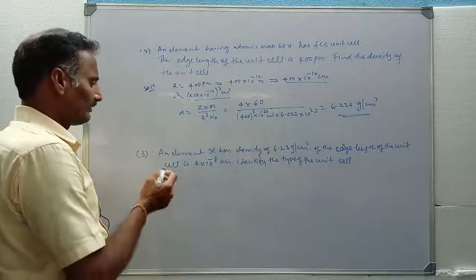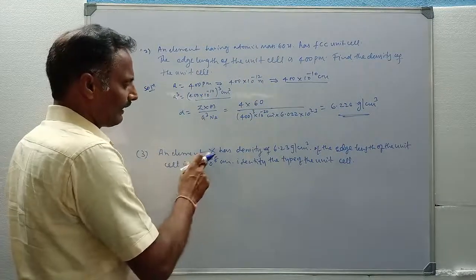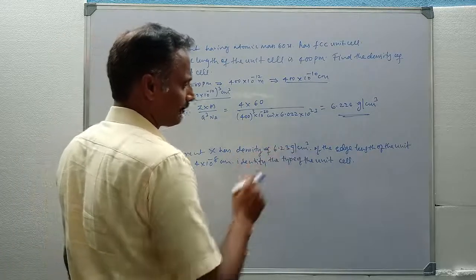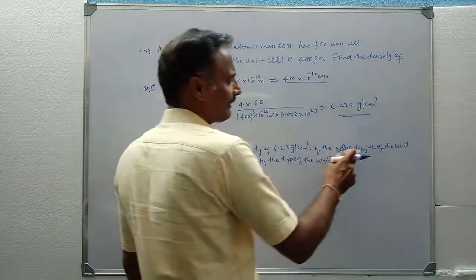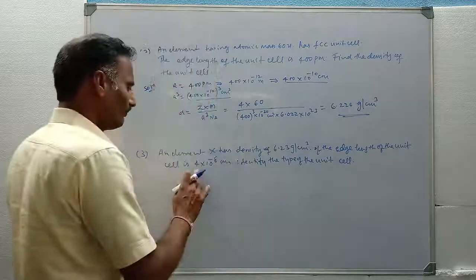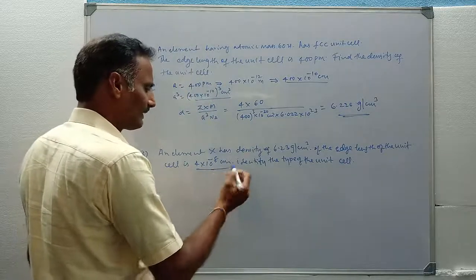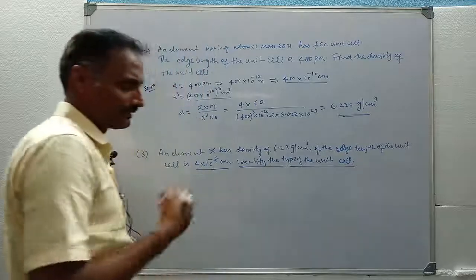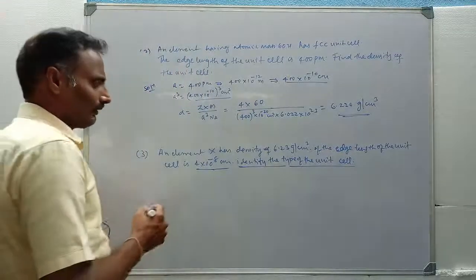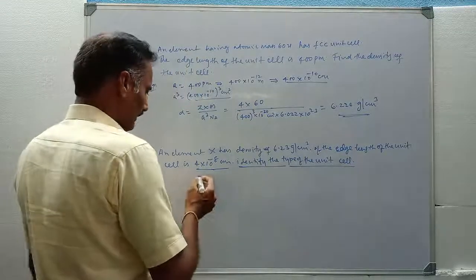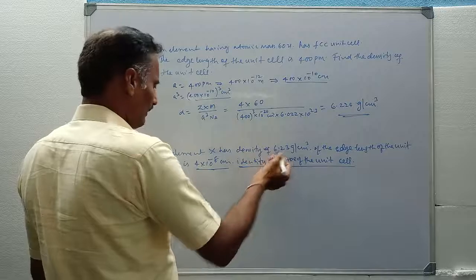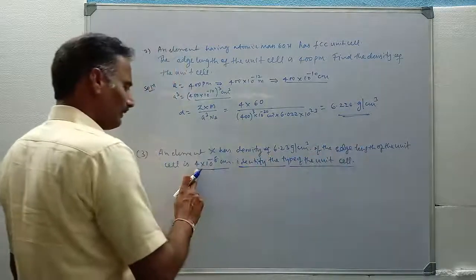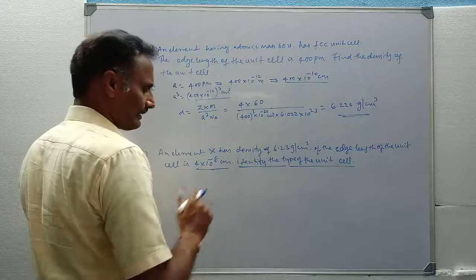Then this third problem. An element X has a density of 6.23 gram per cm cube. If the edge length of the unit cell is 4 into 10 to the power of minus 8 centimeter, identify the type of the unit cell. What type of unit cell is this? Here the given data is density and also the edge length of the unit cell. Then we find out the nature of the unit cell.